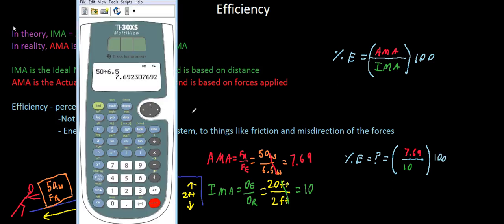To figure this out, we'll pull out our handy-dandy calculator. What's really cool about this calculator is we can open our parentheses and then hit this numerator over denominator button, and we get this fraction style. We can type in 7.69 on top and 10 on bottom, then close our parentheses and write 100. You can see we wrote it out exactly as it's written here. We just hit enter.